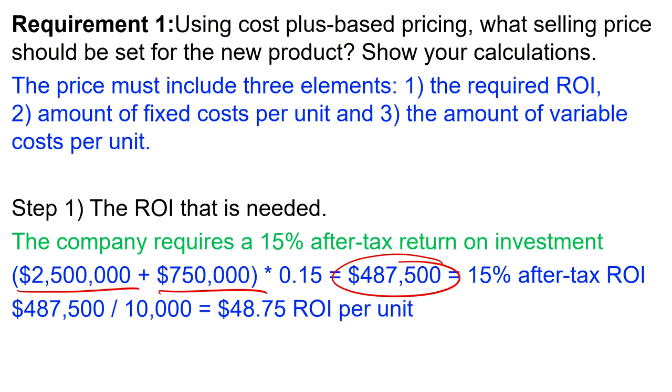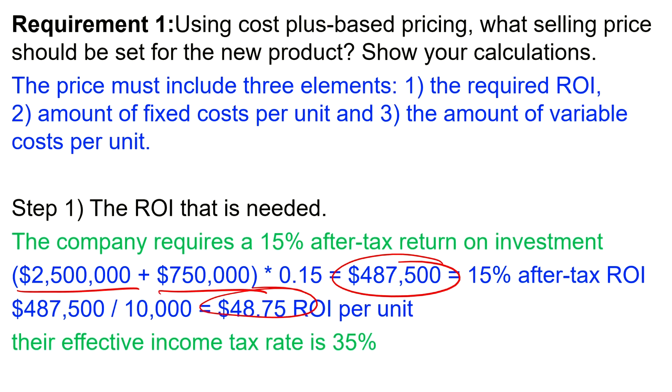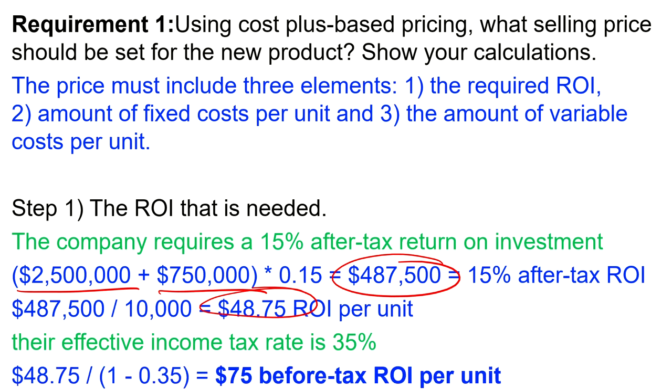And so we need to get the before tax number because that's what the customer is going to pay. Based on what the customer pays and our costs, we're going to have to pay taxes. So we've gotten part of the way by coming up with this $48.75 ROI per unit, but that's the after tax. We were told that the income tax rate is 35%, so we take that $48.75, divide it by 1 minus the tax rate, and we need to have a $75 pre-tax ROI per unit.